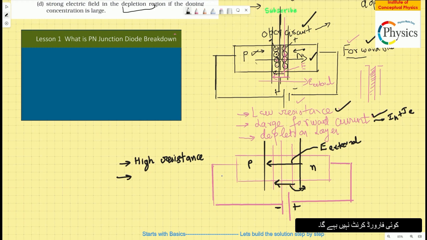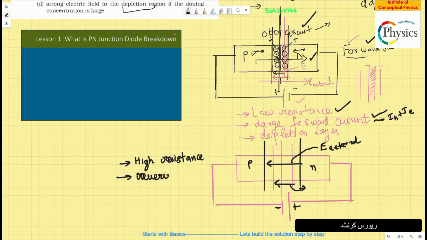No forward current will flow. The forward current is because of the majority carriers. Here, what you will note is a very small current which is flowing. It is called a reverse current.